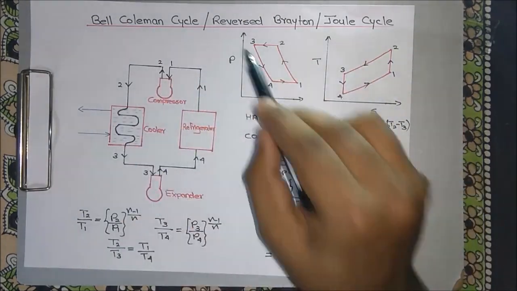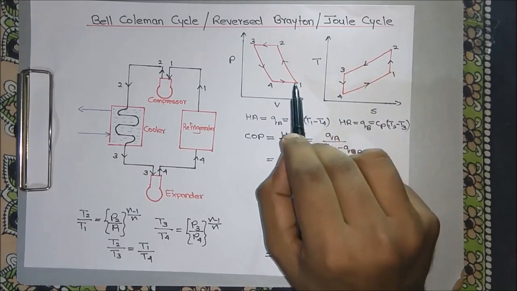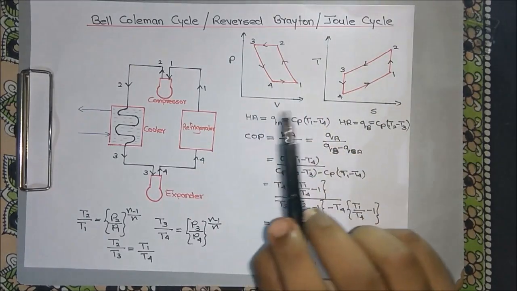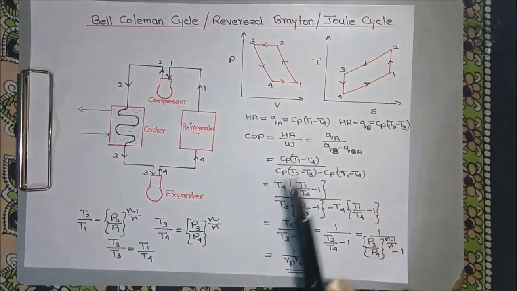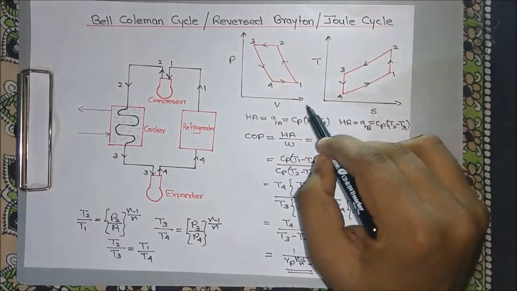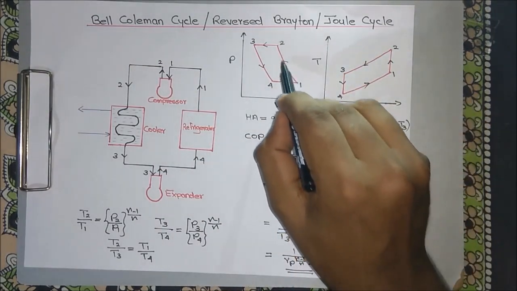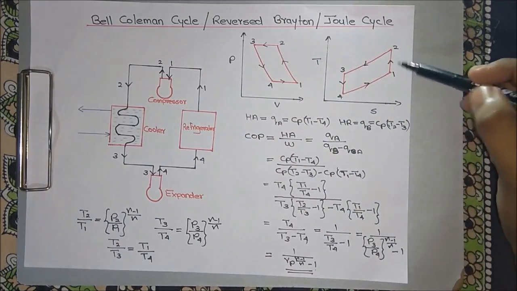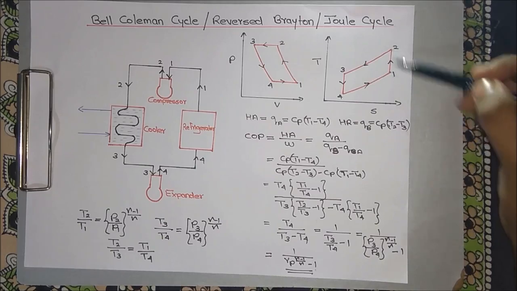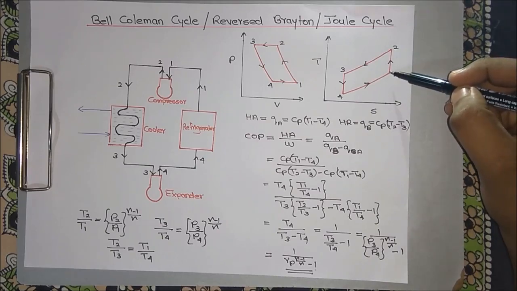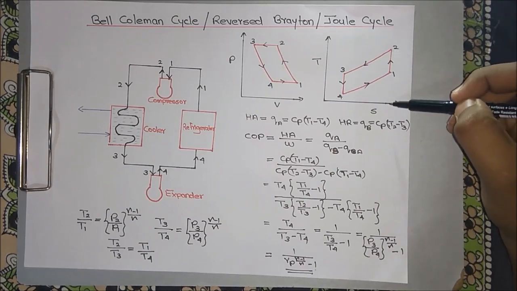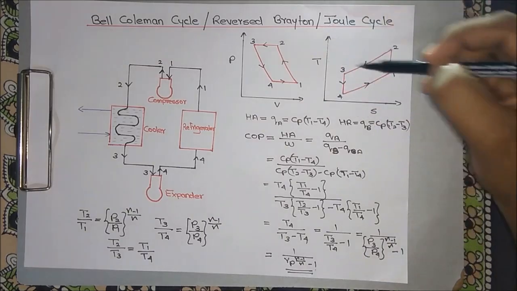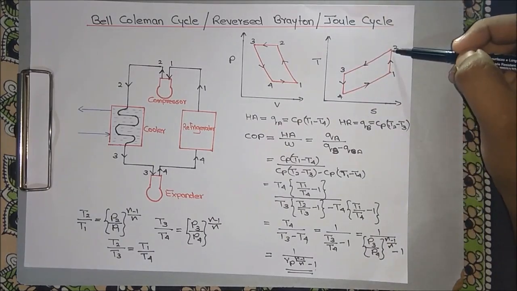Let the state of the refrigerant at 1 be like this, and from 1 to 2, isentropic compression takes place. We know that in a PV diagram, isentropic compression is denoted in this fashion. In a TS diagram, the isentropic compression is denoted in this fashion. Isentropic means entropy doesn't change. That is, the entropies at 1 and 2 are equal, so this line will be parallel to the y-axis in a TS diagram. So 1 to 2.